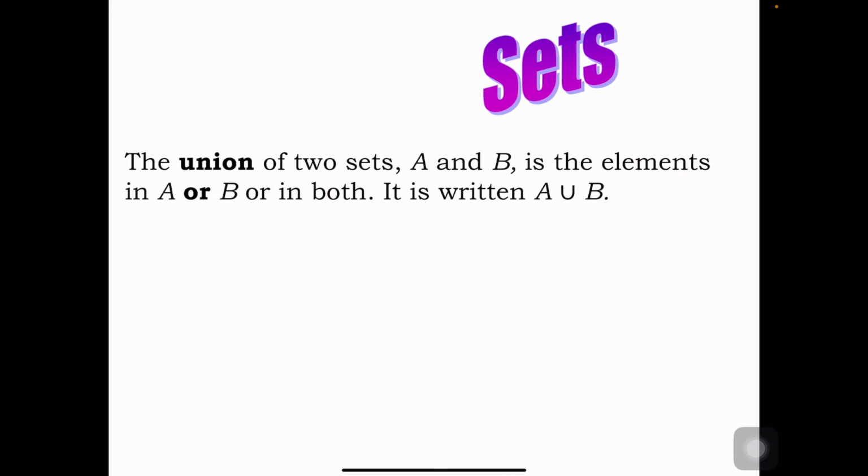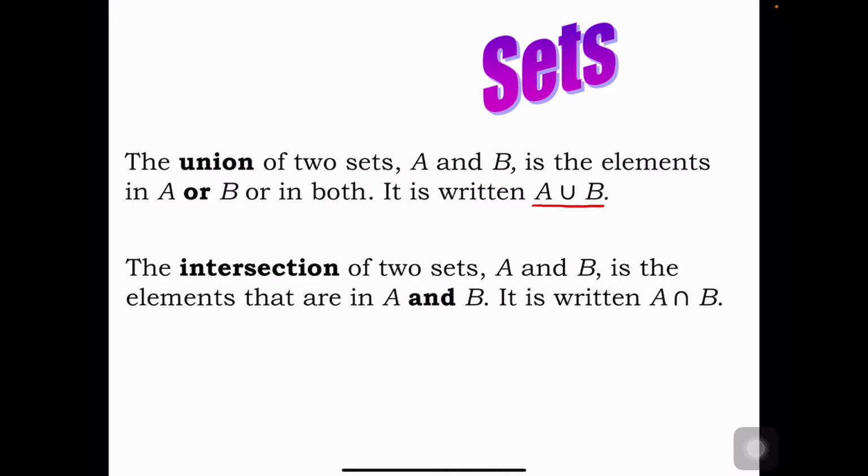The union of two sets, A and B, is the elements in A or B, or in both. It is written like this. This is kind of like or, so it means A or B. So union means A or B. The intersection of two sets, A and B, is the elements that are in A and B. It is written like this. And this means and. A and B.